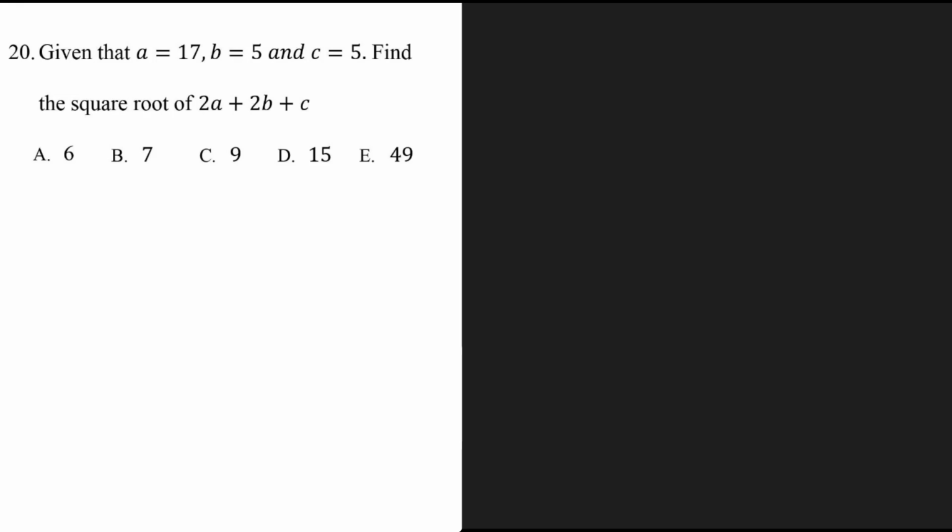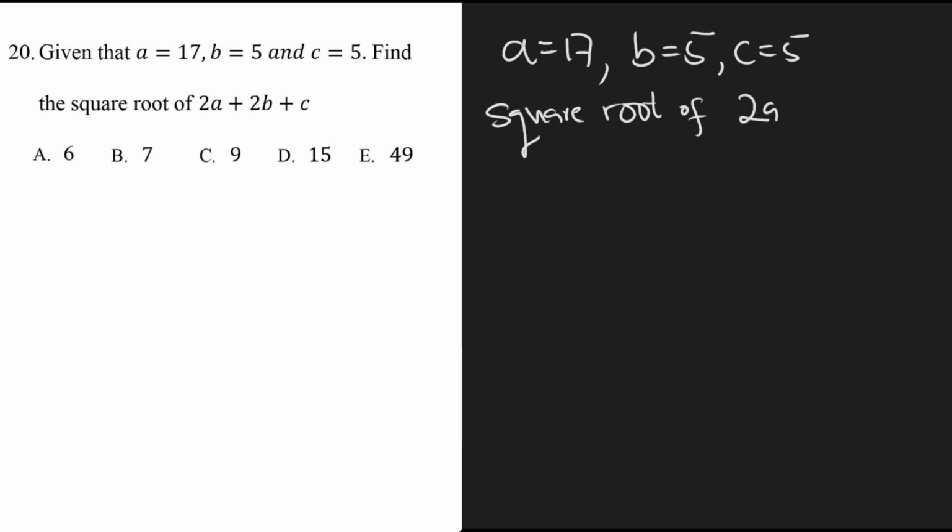Question 20 says, given that A is equal to 17, B is equal to 5, and C is equal to 5. Find the square root of, remember, find the square root of 2A plus 2B plus C. So what are we going to do? Remember that we already know A, B, C. They are here. A is 17, B is 5, and C is 5. So we're going to substitute.